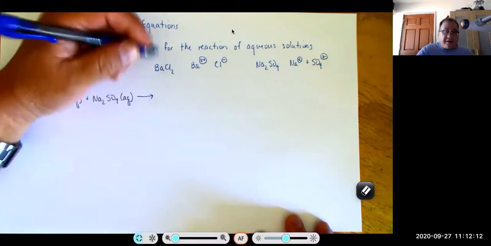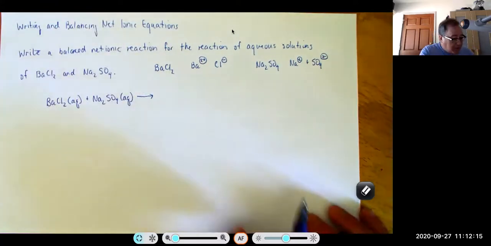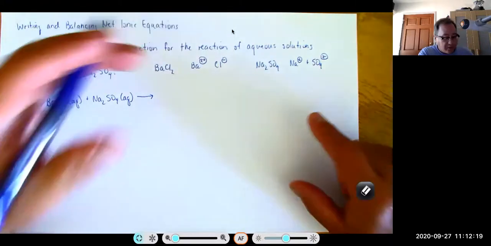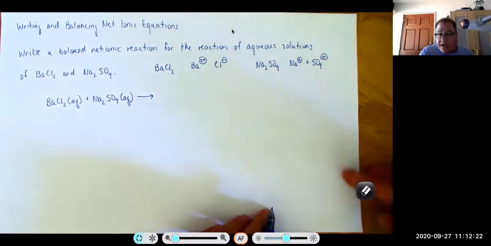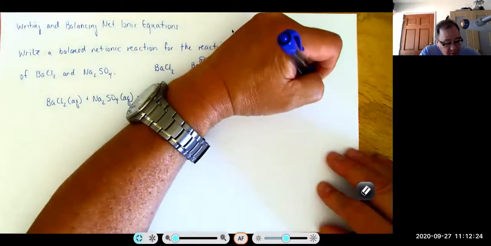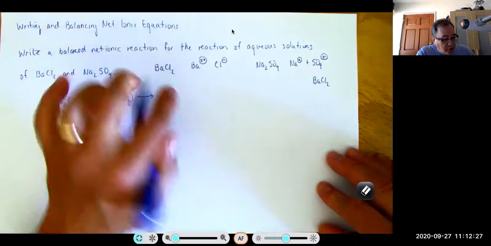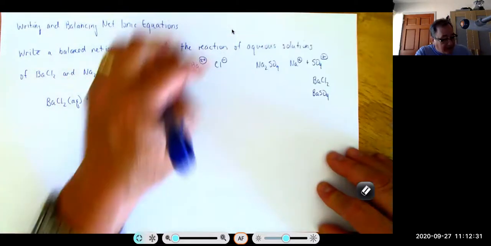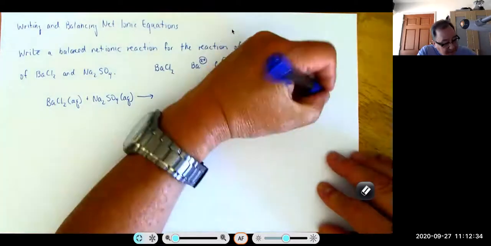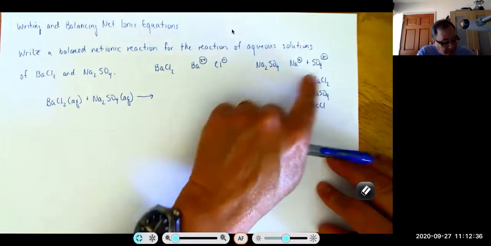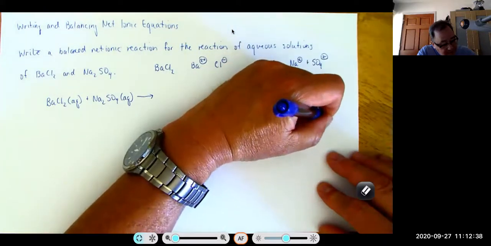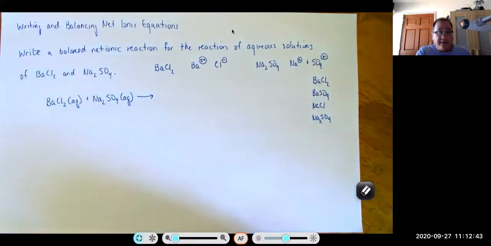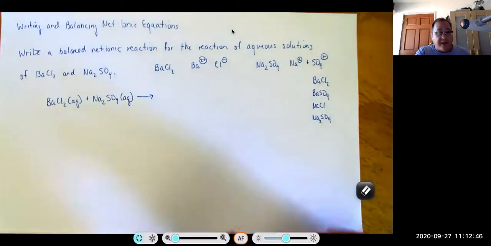And I want to figure out if a solid is going to form. Well, here we know that barium chloride is soluble because of the chloride. So right now I'm going to quickly make a list of the possible ionic compounds that could form. We could have barium chloride. We could have barium with sulfate. We could have sodium with chloride. Or we could have sodium with sulfate. So these are the four possible solids that could form in a precipitation reaction.